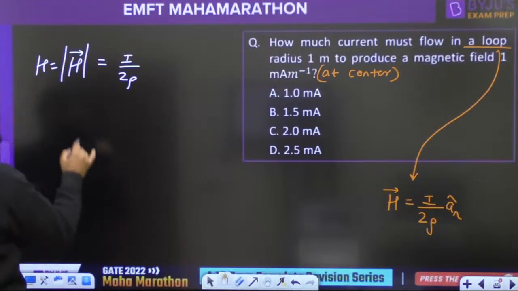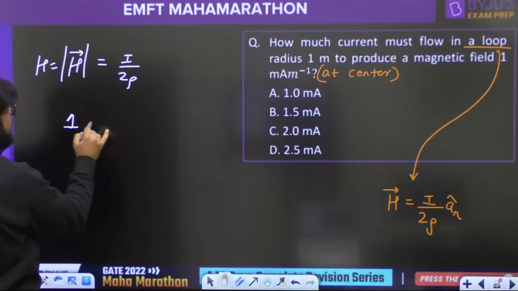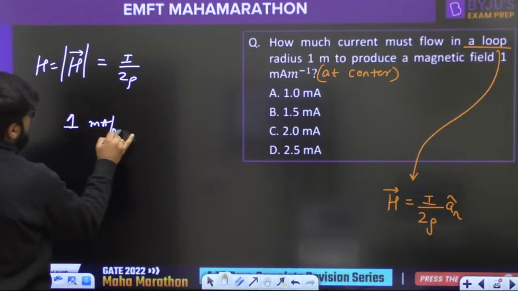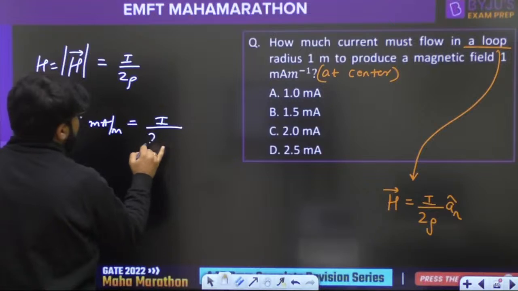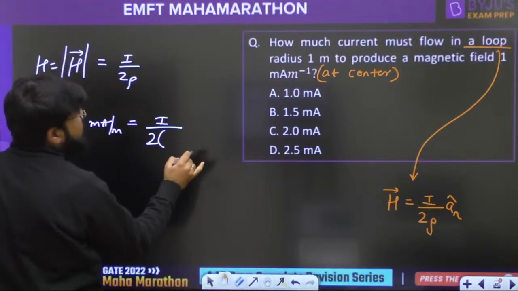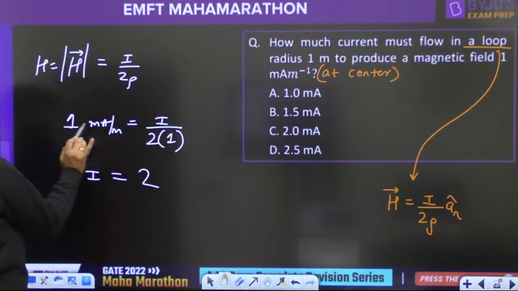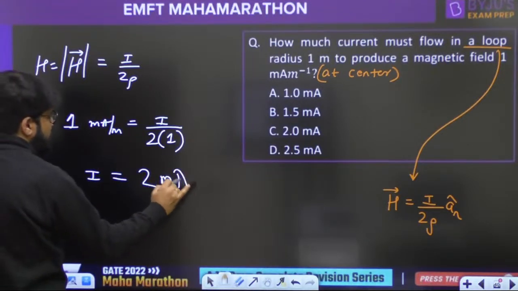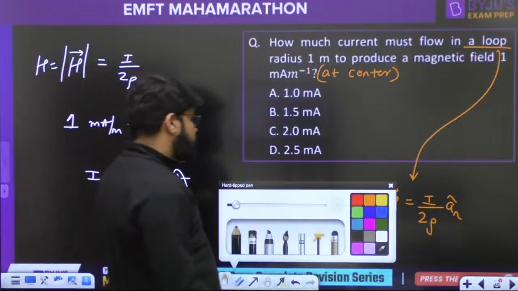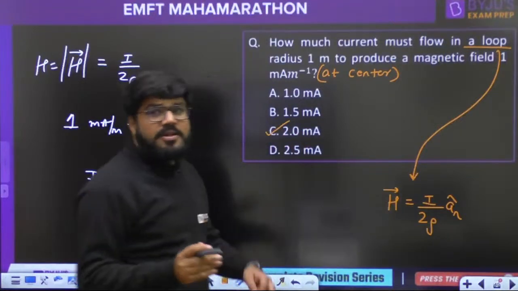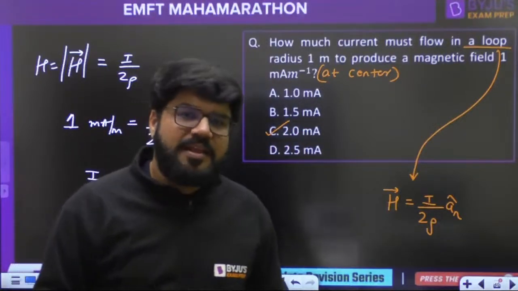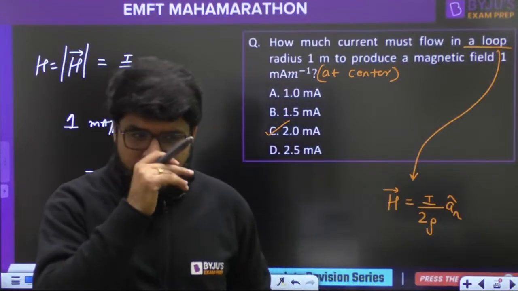How much current must flow to produce the magnetic field of 1 milliampere per meter? 1 milliampere per meter is equal to I divided by 2 rho. Rho is the radius, and the radius is given as 1. So how much is the current? Twice of 1. This is in milliampere, so the current will also be in milliampere: 2 milliampere, option number C. Simple. I'm telling you, some good questions, some simple questions, anything can be expected. Let us be prepared for all.